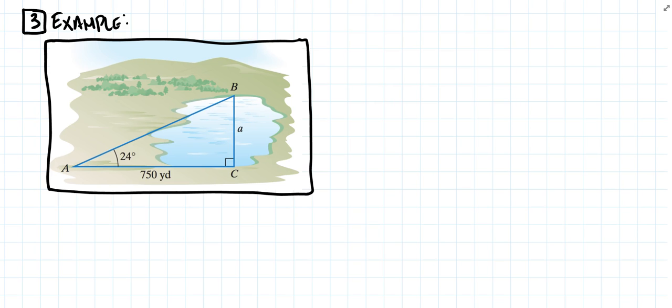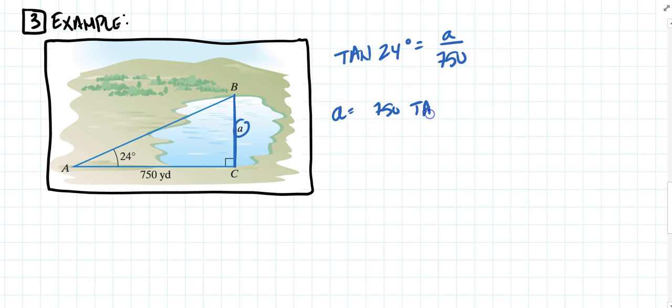All right, so here's what they're looking for, right? They have a right triangle. We want to know this distance right here, which we're calling A. So again, all we're going to do is use the tangent of 24 degrees. It has to be the ratio of A divided by 750 yards. So therefore, A is just going to be 750 multiplied by the tangent of 24 degrees.